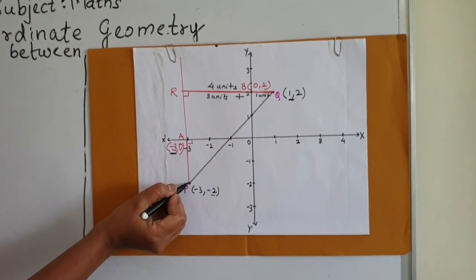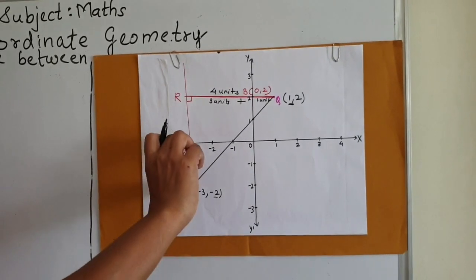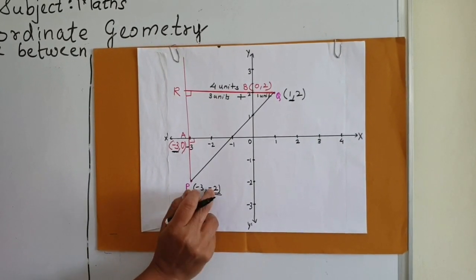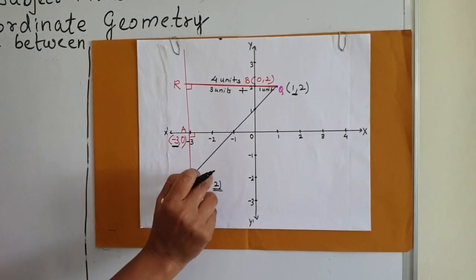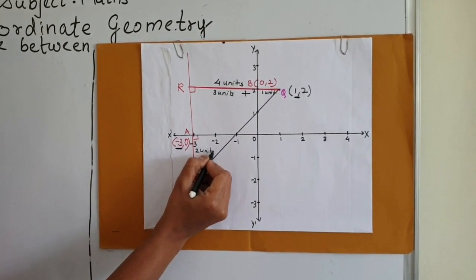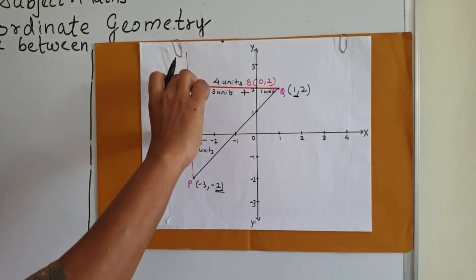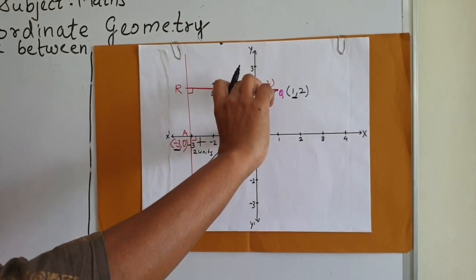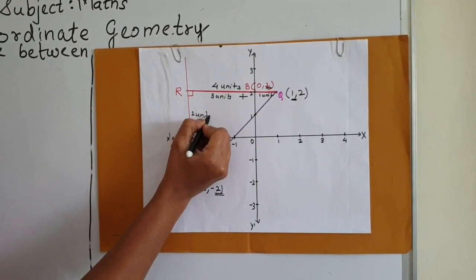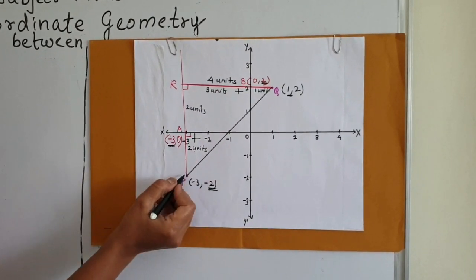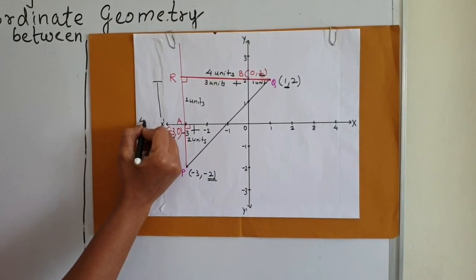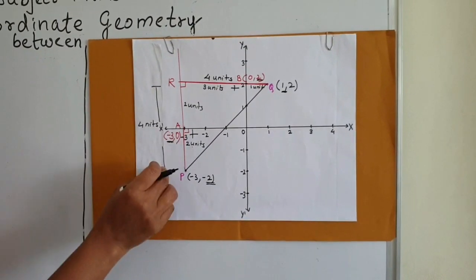Similarly, what is the distance between PR? PA means y coordinate. Here it is given -2, but we have to take positive distance. PA is 2 units, plus this AR, which is nothing but this distance, y coordinate, that is 2 units. So 2 units plus 2 units, total PR gives us how many units? 4 units. I hope you have understood this.